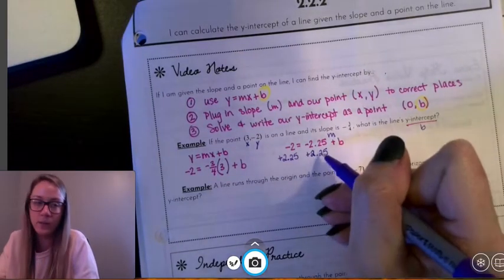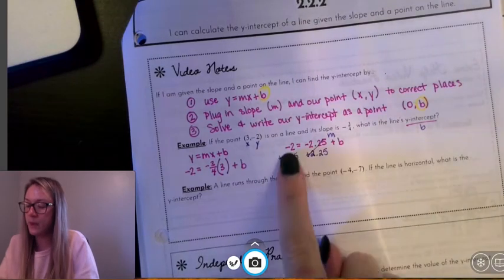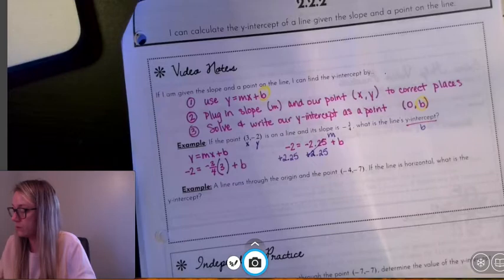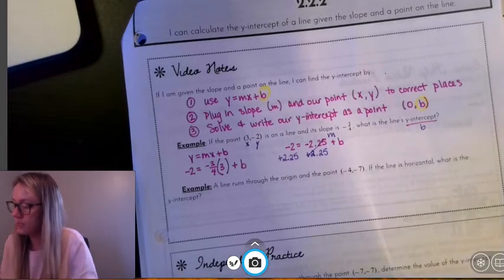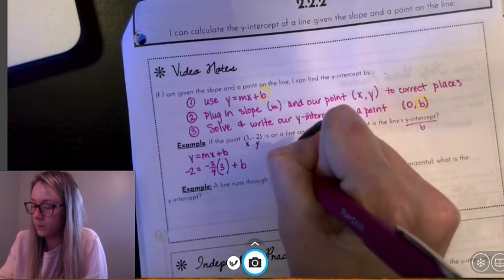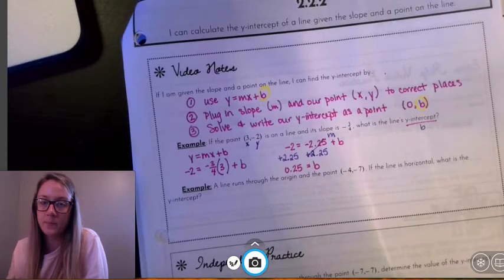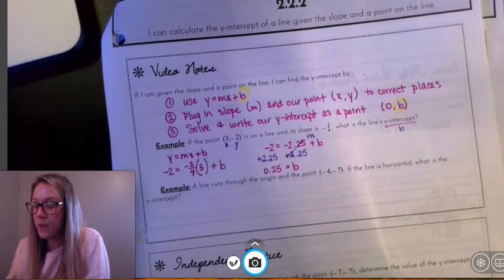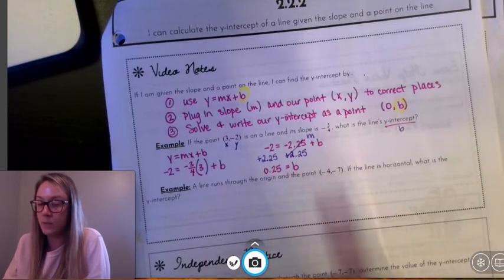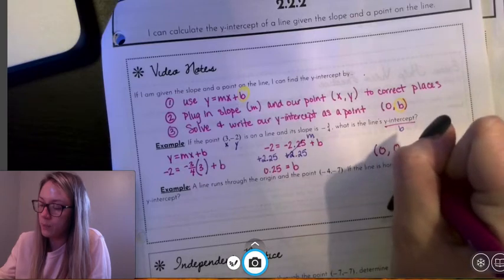So when I add it over here, I can cancel that out. And so I have to figure out -2 plus 2.25. So -2 plus 2.25 gives me a positive 0.25 equals b. And so I do have to write it as a point, and because it's my y-intercept, this number goes in the y spot. So my final answer is 0, 0.25.